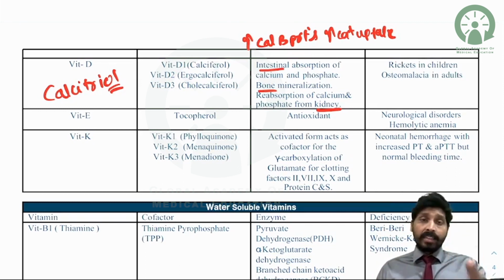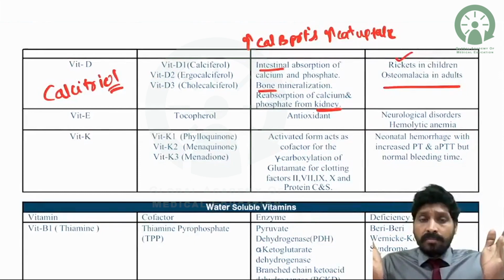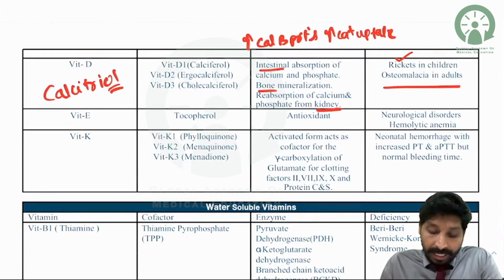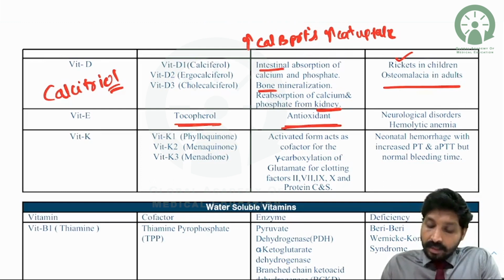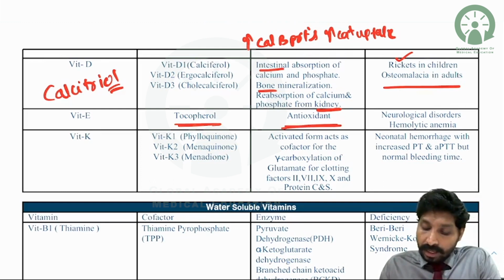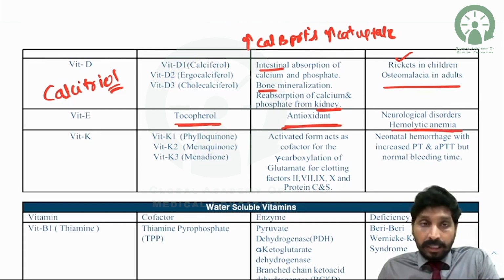Vitamin D acts on intestine, bone, and kidney. If deficient, you see easy breakage of bones even from a small hit. Vitamin E, the chemical name is tocopherol. Okay, and it is again an antioxidant. Neurological disorders such as hemolytic anemia you can make out in the absence of vitamin E.